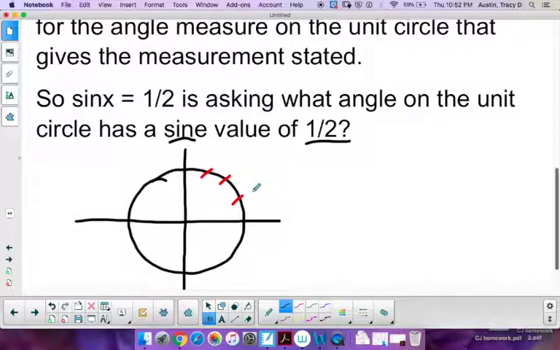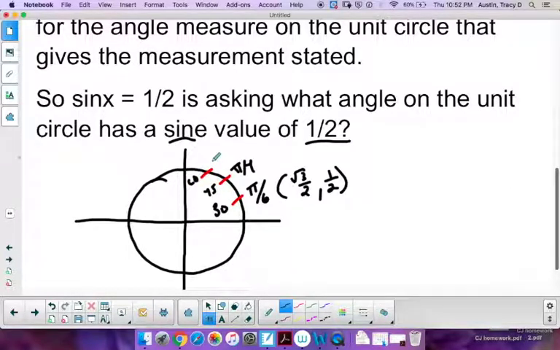Let's see. This one was 30 or pi over 6, right? And the coordinates were cosine and then sine. So what was the cosine of 30 degrees? I believe that's the square root of 3 over 2. And the sine of that, oh look, there was 1/2. Then this would be pi over 4, which is 45, and that's 60, which is pi over 3. And you had the measurements.